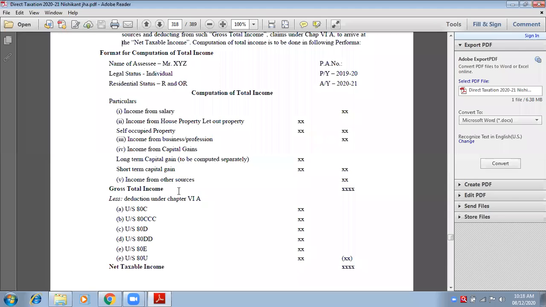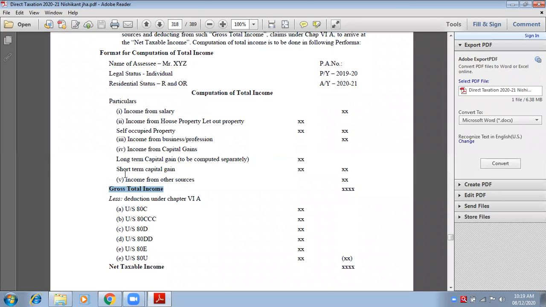All the incomes will be added, and you will get an answer that will be known as gross total income. Gross means total. So it is gross, total of all. It is gross total income.